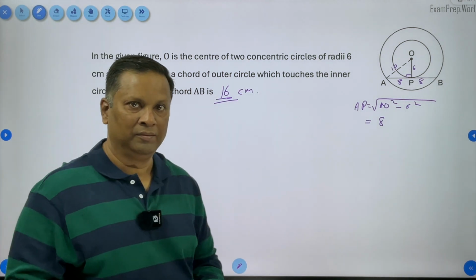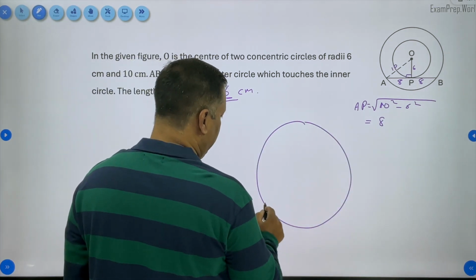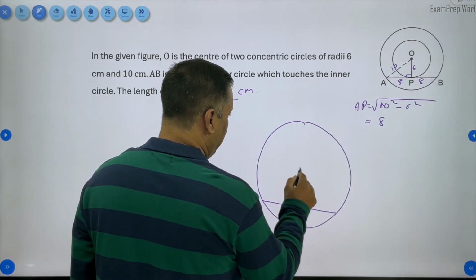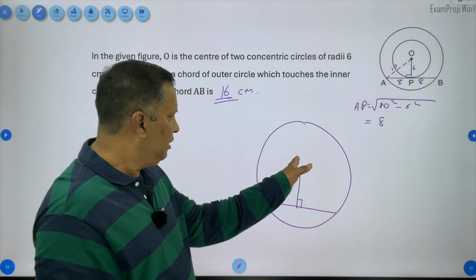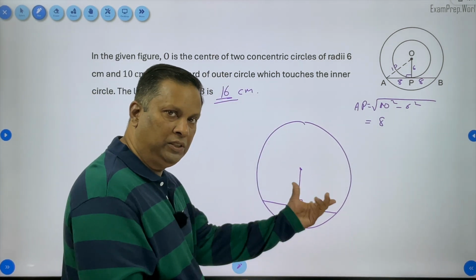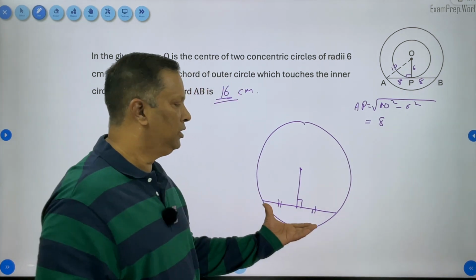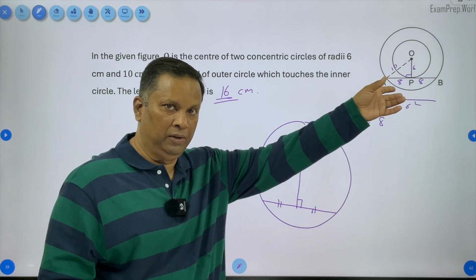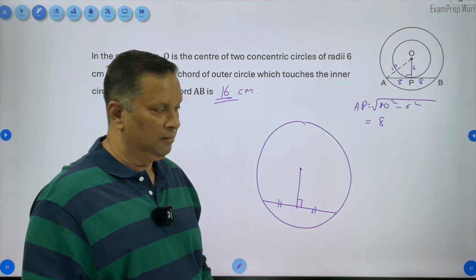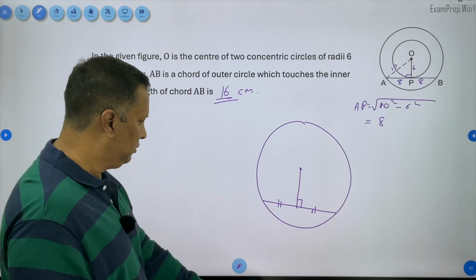Understood? Here what theorem are we using? Suppose there is a circle and there is a chord here, and a line perpendicular to the chord. A line perpendicular to the chord always divides the chord in two equal parts. This theorem we are using, okay? Apart from the tangent being perpendicular to the radius. Done? We move on to the next one.